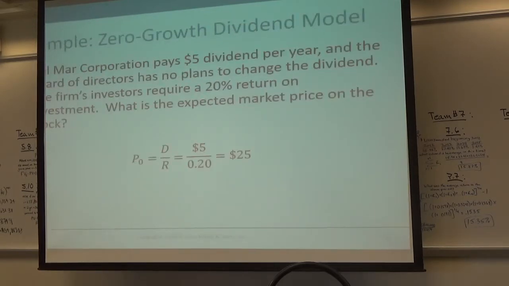So an example of a zero growth dividend model is Del Mar Corporation, which pays a $5 dividend per year, and the board of directors has no plan to change the dividend. The firm's investors require a 20% return on investment. What is the expected market price of the stock? So in order to figure it out, you have to take the dividend, which is $5, and put it over the 20% return on investment, and then you get $25.